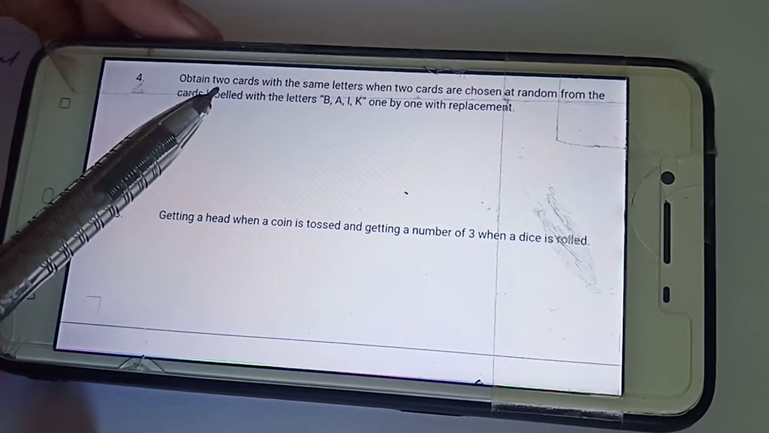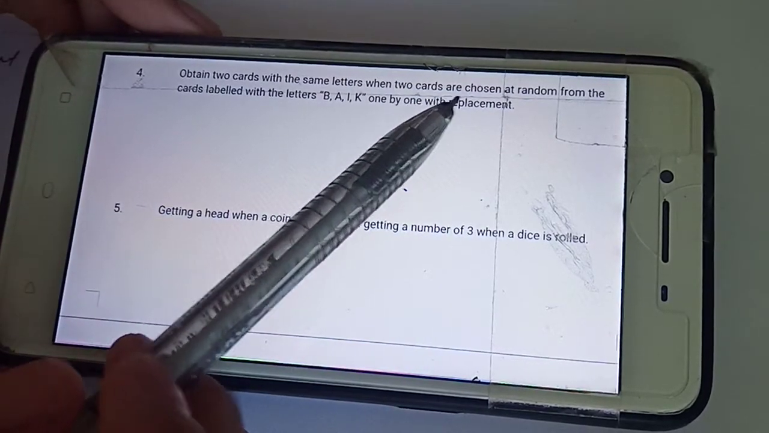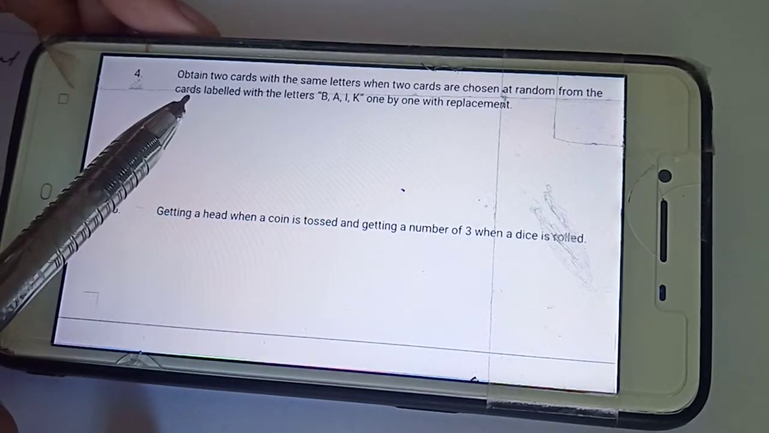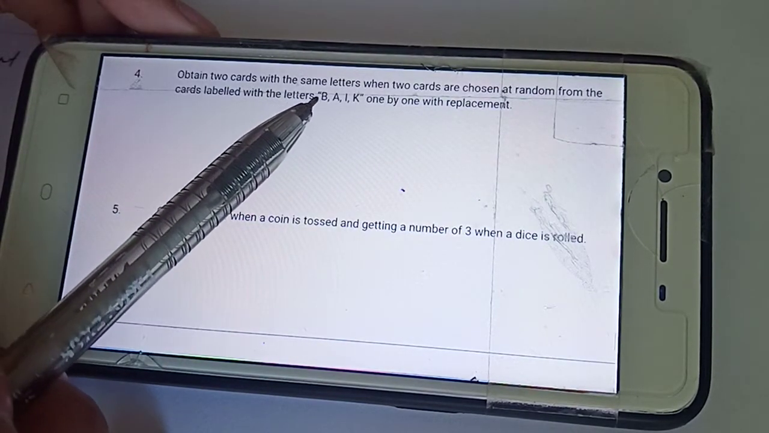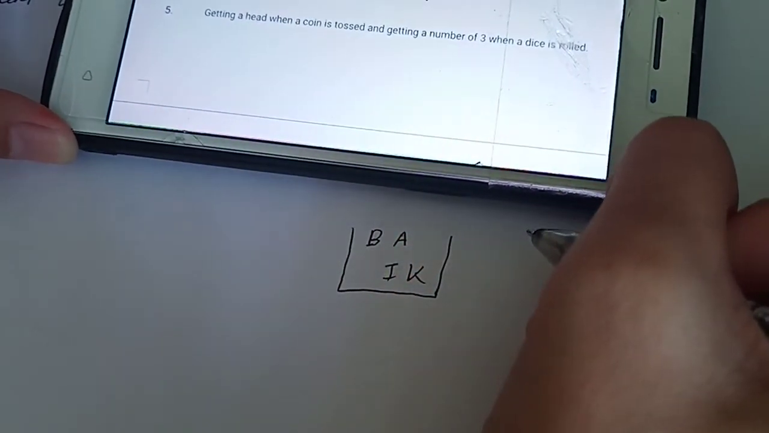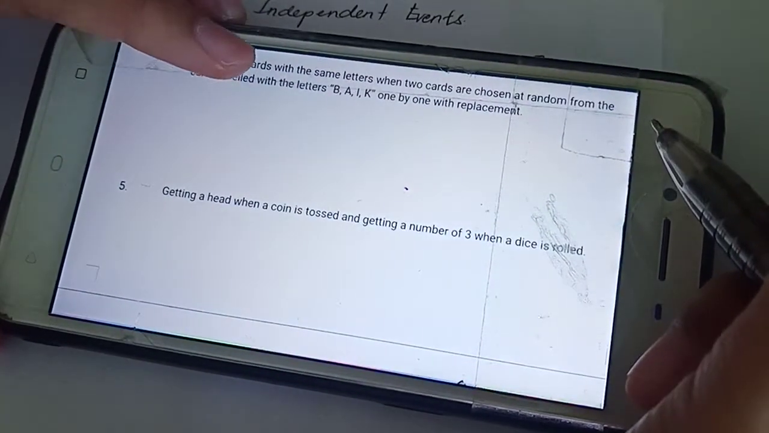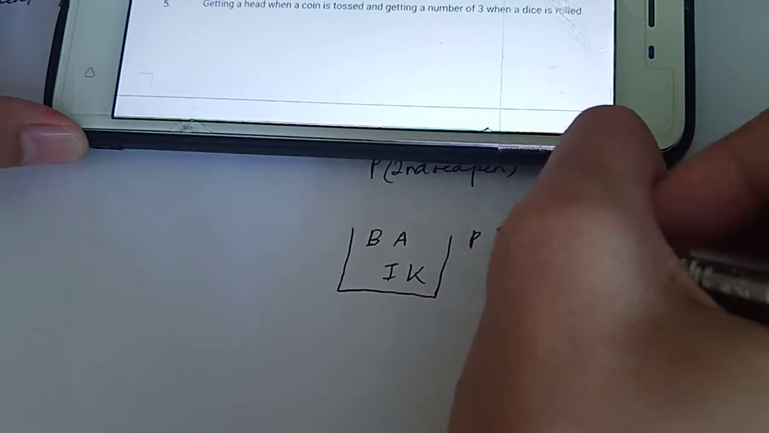Okay, example number 4. Obtain 2 cards with the same letters when 2 cards are chosen at random from the cards labeled with container BAIK one by one with replacement. So let's say I have another box, and in this box I have the cards with letter B, A, I, and K. So first time I want to choose, let's say because we want to choose the cards with same letter, I'll choose the letter A.